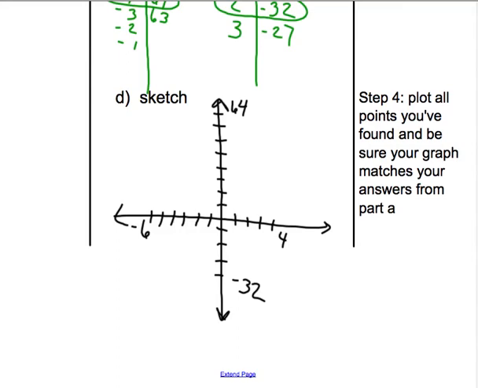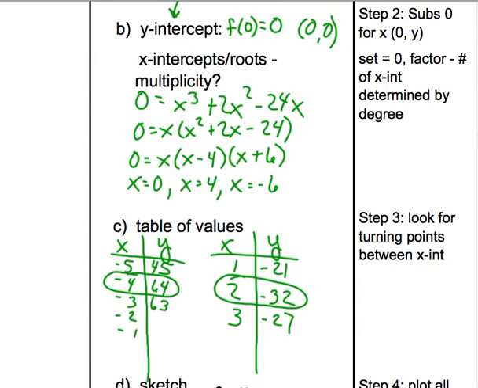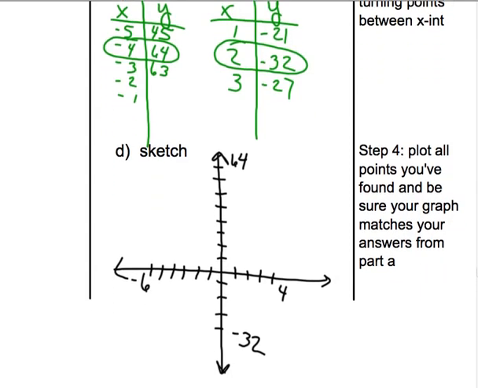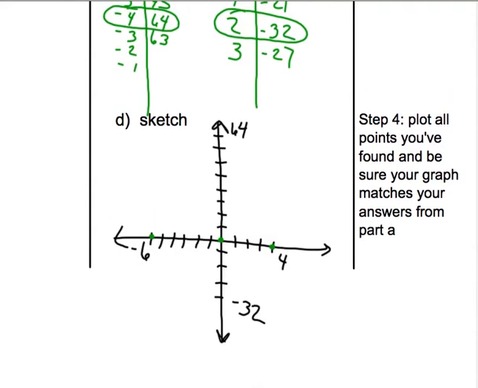All right, so we're going to plot all of these points. The first point we found was the y-intercept, and that was 0, 0. And then our x-intercepts at 0, 4, and -6. Then we plot the turning points that we found in part C. Our first turning point was -4, 64, and our second turning point was 2, -32.